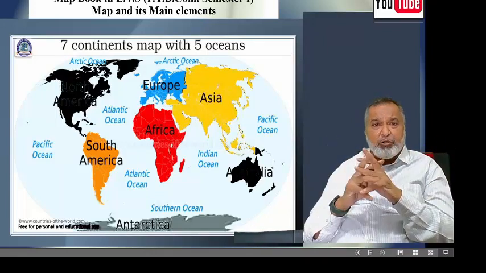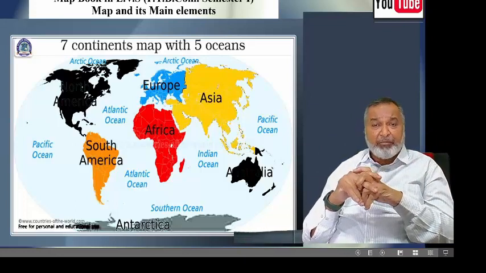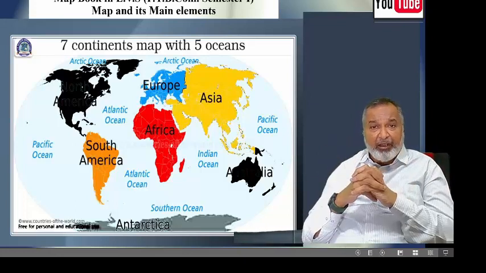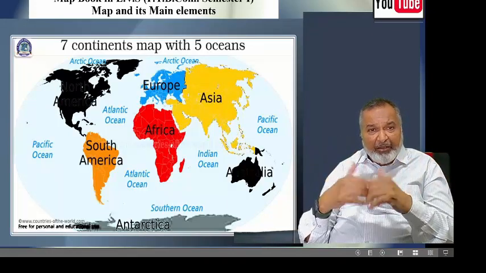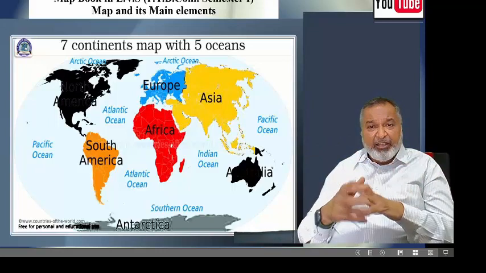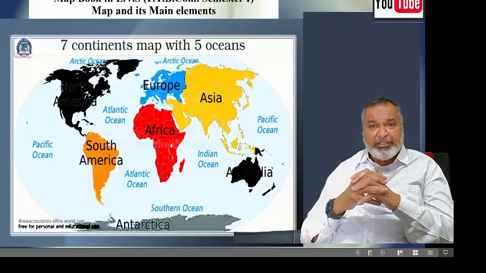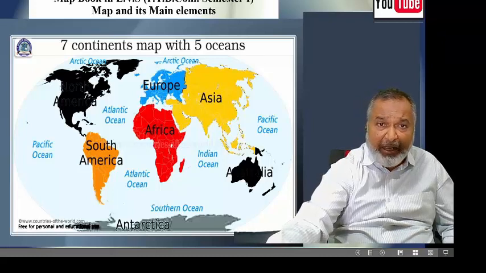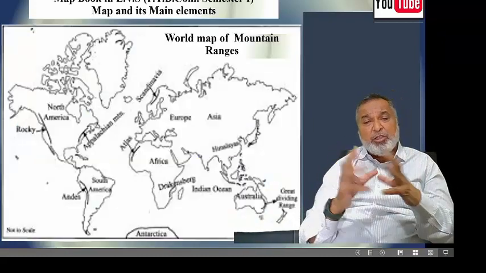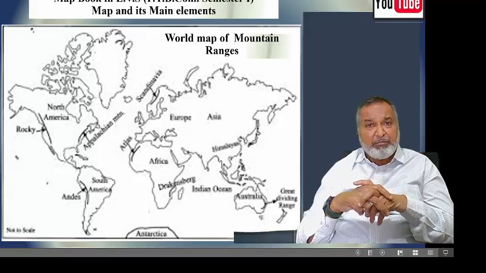In between these 7 continents, we have the oceans. Which are the major oceans? The Atlantic Ocean, the Arctic Ocean, and the Pacific Ocean. Then we have the Indian Ocean. So these are the major oceans, the continents and oceans. This is one exercise, so you have to remember the names.